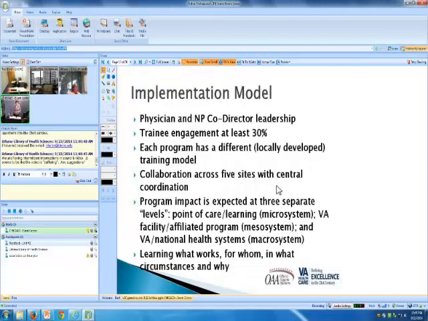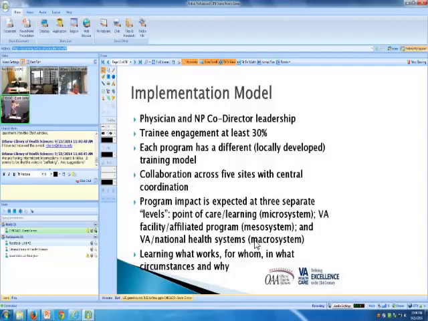So the implementation model has been that they have to have this leadership model of physician and NP co-director. The trainees have to be there at least 30%. Each site develops their own program, so there are five different training models, and then we have our coordinating center, and then we have these impact sites.